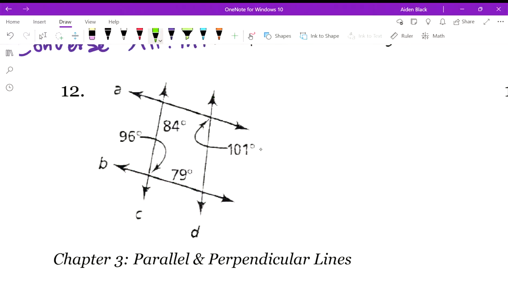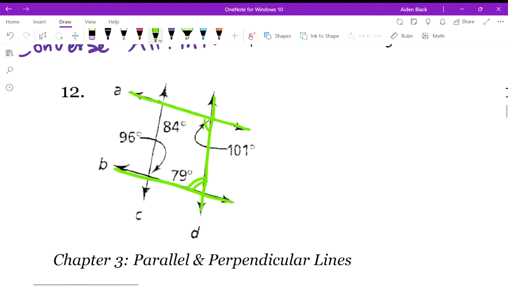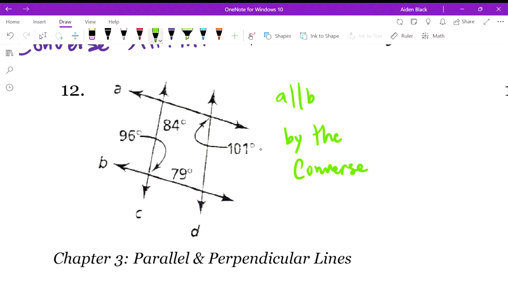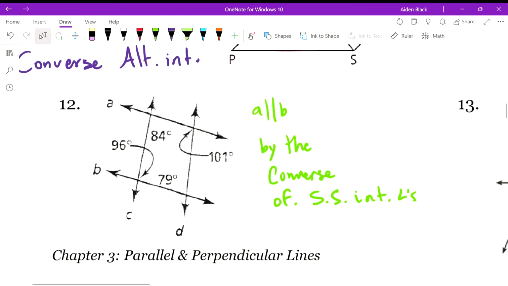Let's look at these lines though now. Here's this transversal. We see that this is 101, this is 79. If you add those up, you do get 180 degrees, which means these same side interior angles are supplementary. So we can say A is parallel to B by the converse of same side interior angles. Cool.